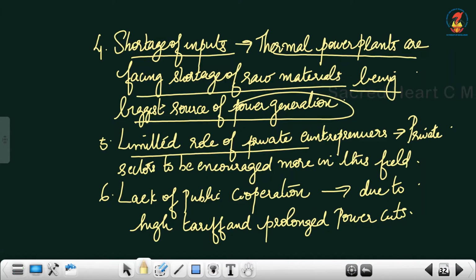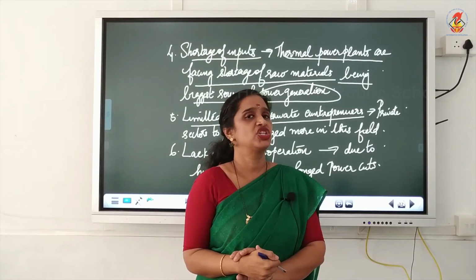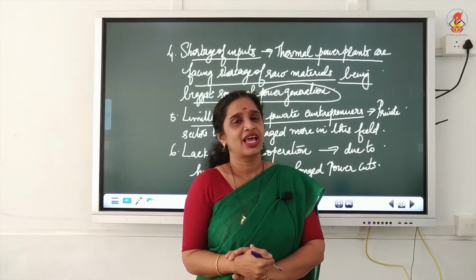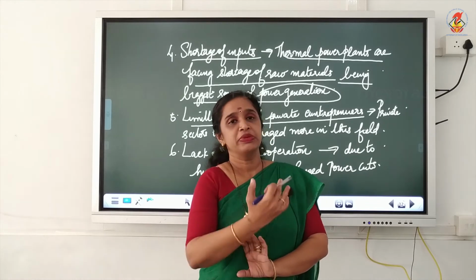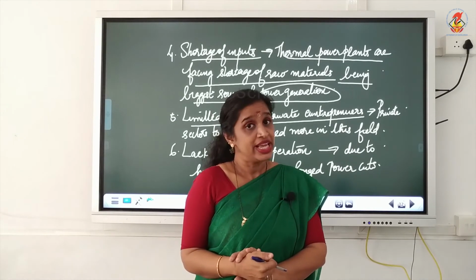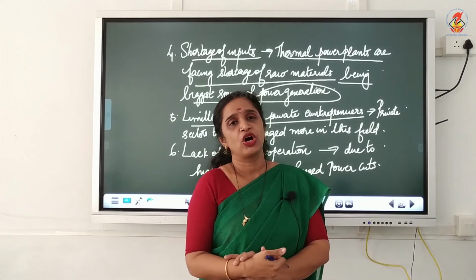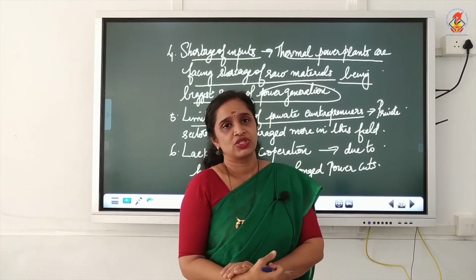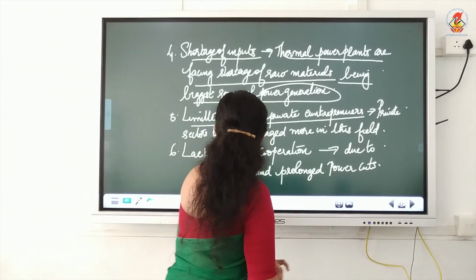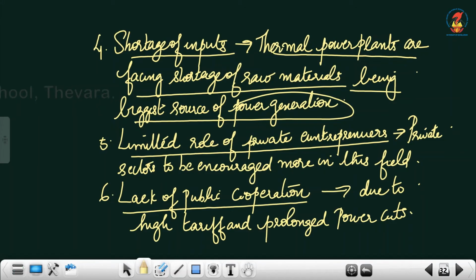Next is limited role of private entrepreneurs. Especially in power generation, the government has a monopoly and is leading. So it would be better to hand over some of the authority to the private sector so that it can run properly. Next is lack of public cooperation.